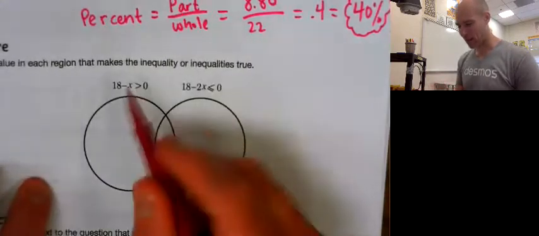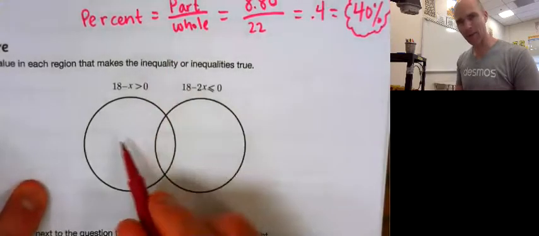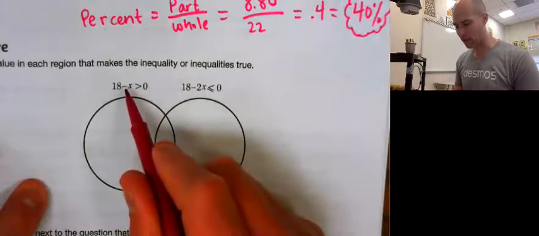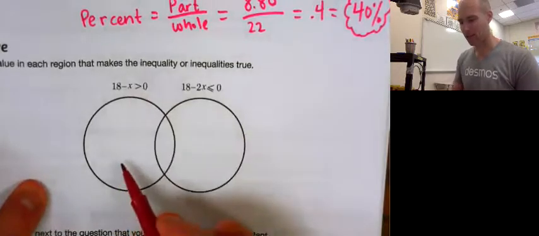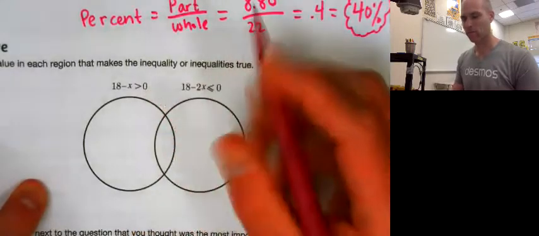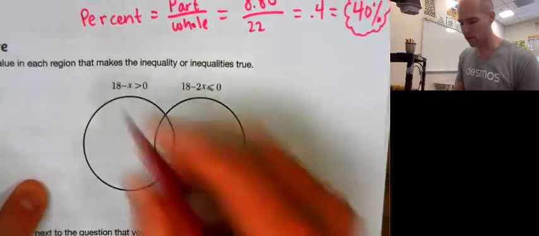All right, so we got 18 minus x is less than 0. So we have to pick a value here so that if you started with 18 and you subtracted whatever number we put here, it has to come out to less than 0. Okay, 20 would work, right? 18 minus 20, that gets you into the negatives. I'm gonna throw a 20 here.